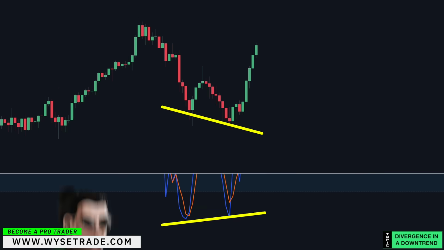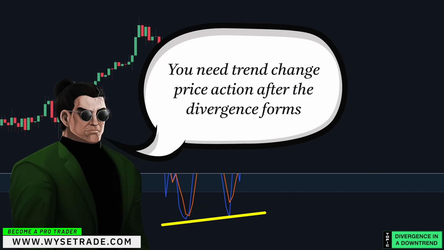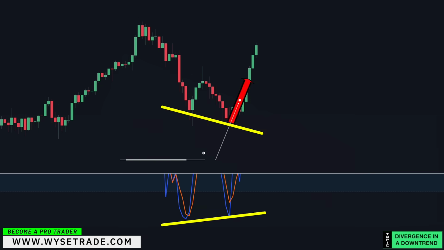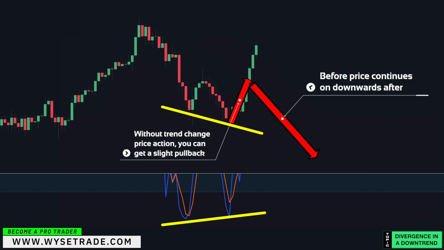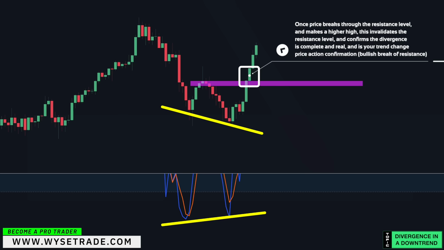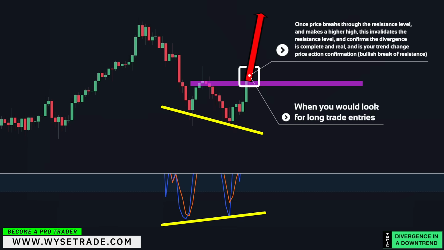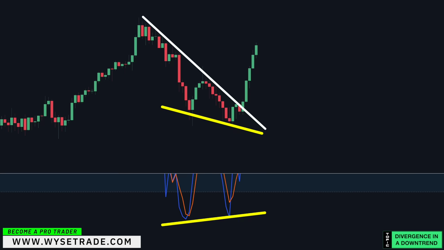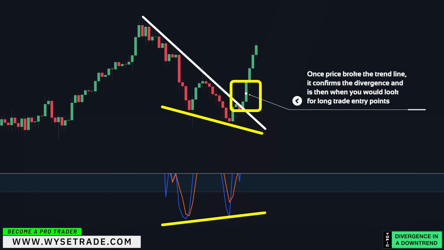Now, as always, you need trend change price action after the divergence forms, or else you can get a slight pullback and price can continue on downwards after. So here was the trend change price action you got. This reversal point here creates a resistance level. Once price breaks through the resistance level and makes a higher high, this invalidates the resistance level and confirms the divergence is complete and real, and is your trend change price action confirmation, and is then when you would look for long entry points. The second trend change price action you could have used is a trend line placed like this, connecting the swing highs. And once price broke the trend line, it confirms the divergence, and is then when you would look for long entry points.